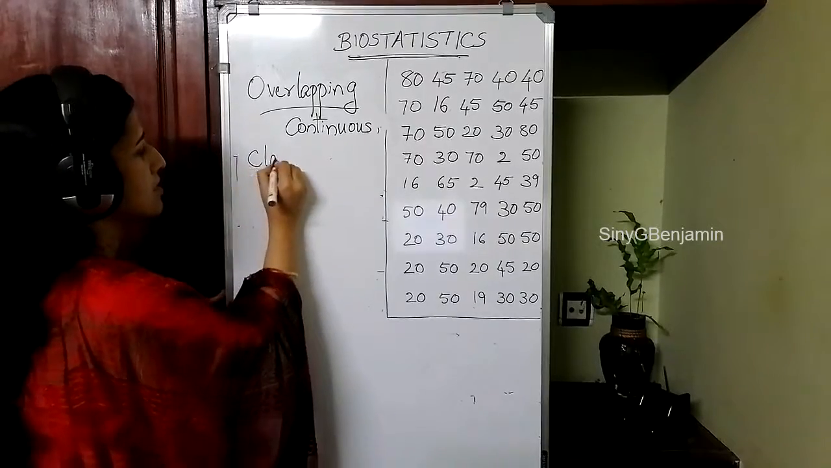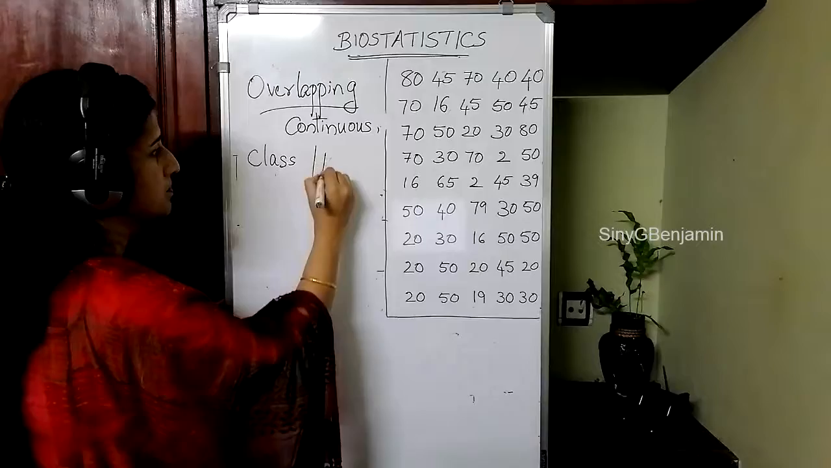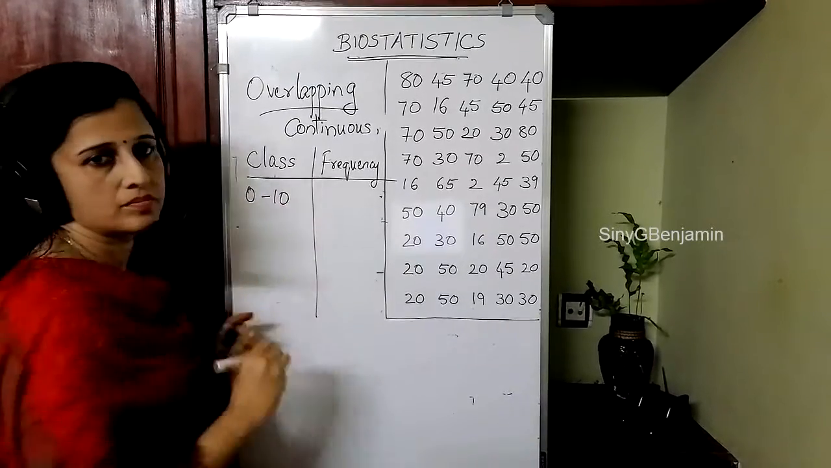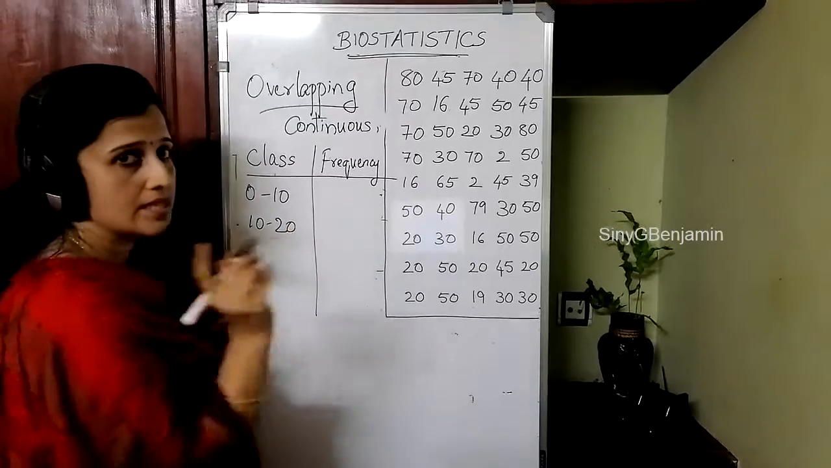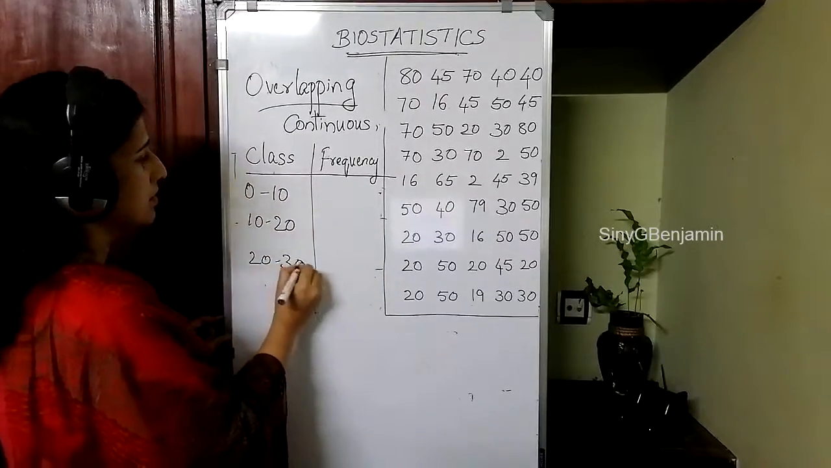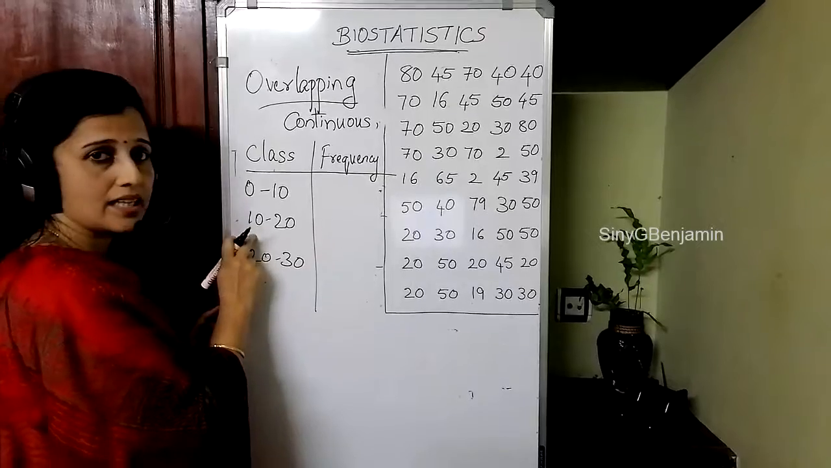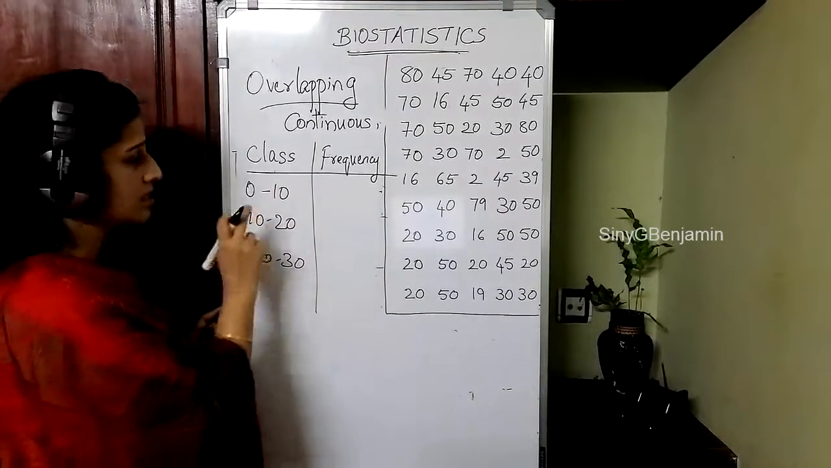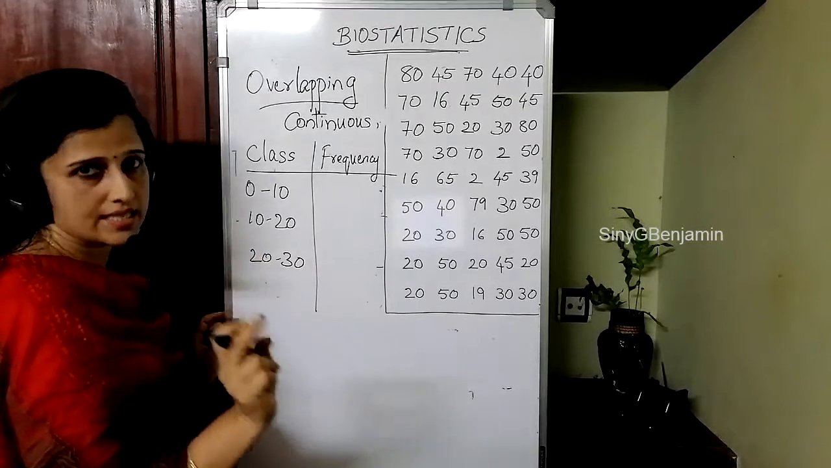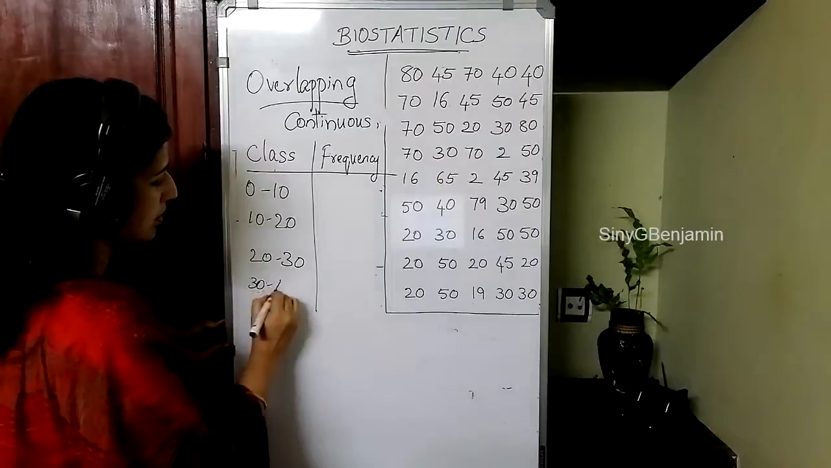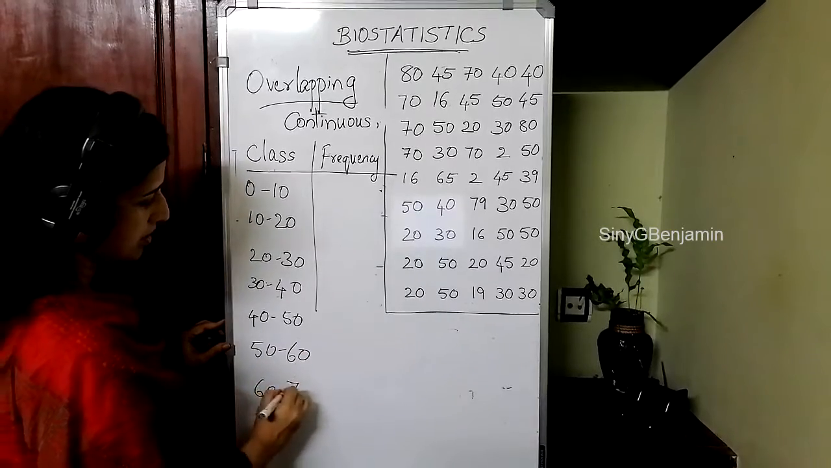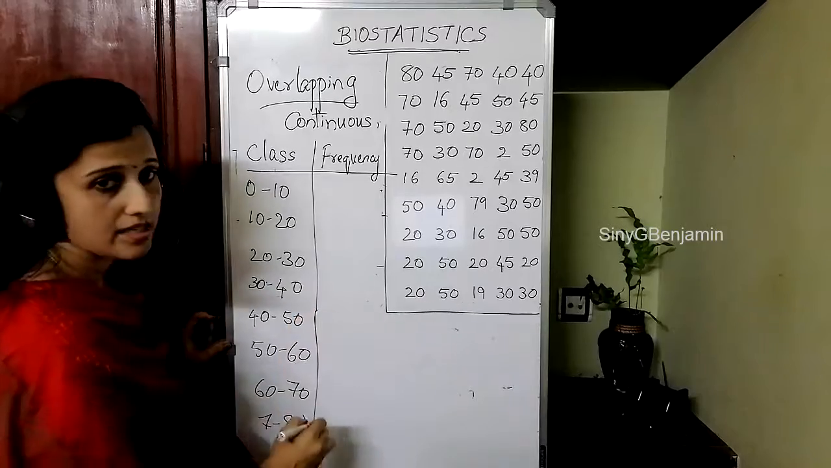Continuous means first is class, then frequency. 0 to 10, 10 to 20. The class width is 10 as I have said earlier. Then 20 to 30. This is continuous. Here the lower limit of the second class will be the upper limit of the first class. That is, this is continuous, means upper limit of the first class and the lower limit of the second class will be same. Then 20 to 30, 30 to 40, 40 to 50, 50 to 60, 60 to 70, and 70 to 80. 80 is the highest value which we have.